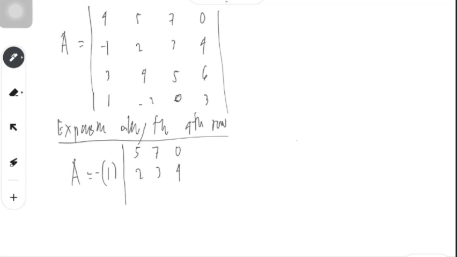Tama ba? Then 4, 5, 6. Followed by, since expansion along the fourth row, followed is negative 2. So you have here plus negative 2. Anong sign? Positive, negative, positive, negative, positive dapat. The cofactor must be positive. And what is that cofactor?